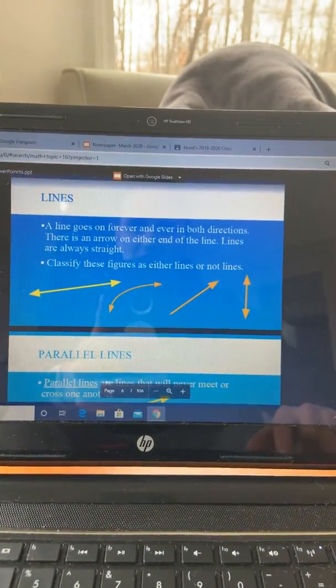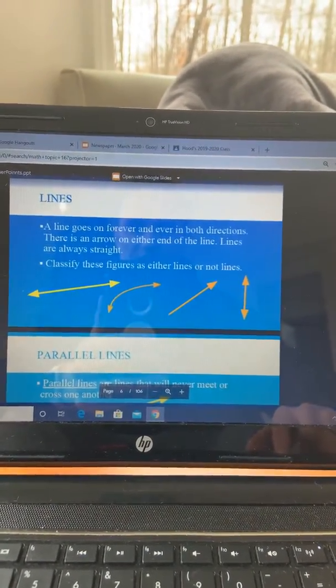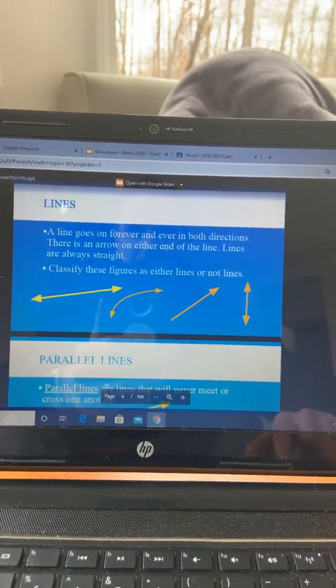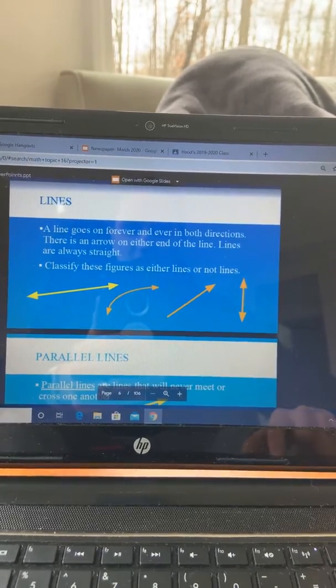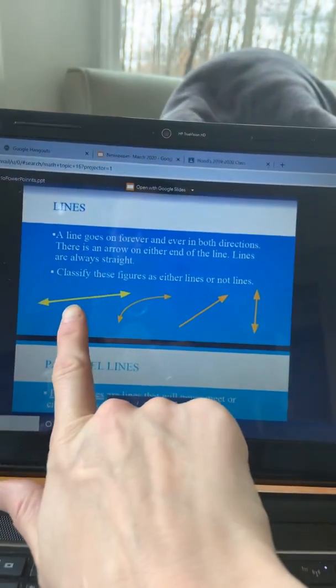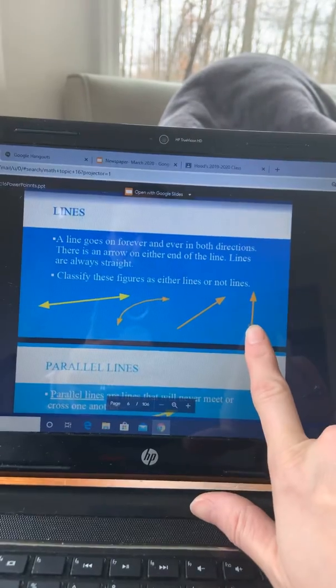A line goes on forever and ever in both directions. There's an arrow on either end of the line. Lines are always straight. Classify these figures as either lines or not lines. So this one would be a line and that one would be a line.